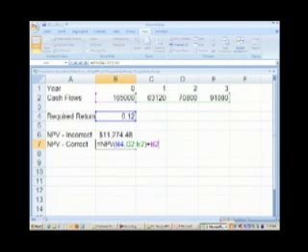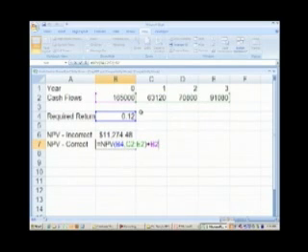Since the net present value function thinks that the first cash flow is cash flow 1, we want to make sure that the first cash flow actually is cash flow 1. So we highlight C2 through E2, and that means that the net present value says, well, that's cash flow 1, that's cash flow 2, that's cash flow 3.